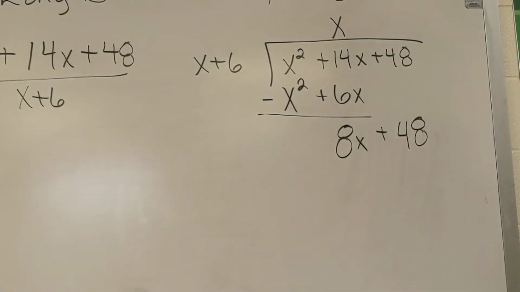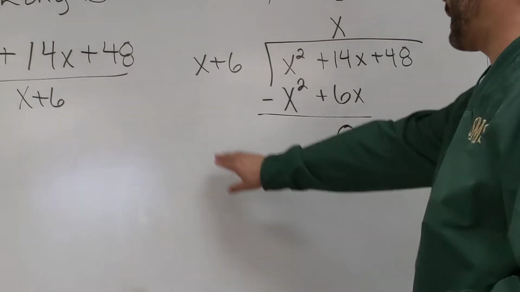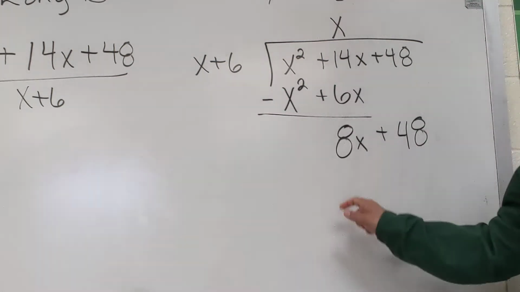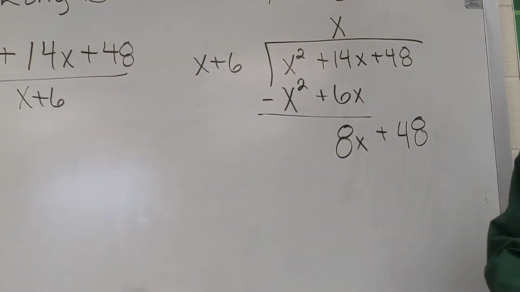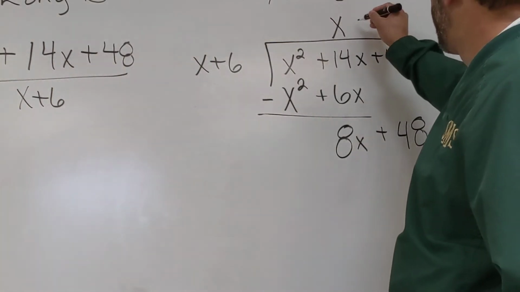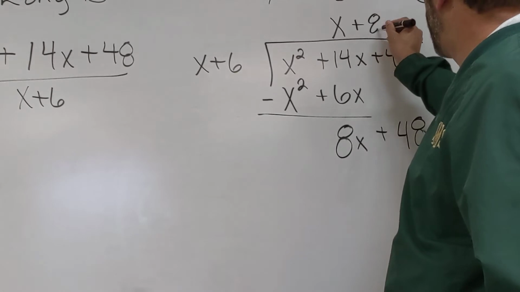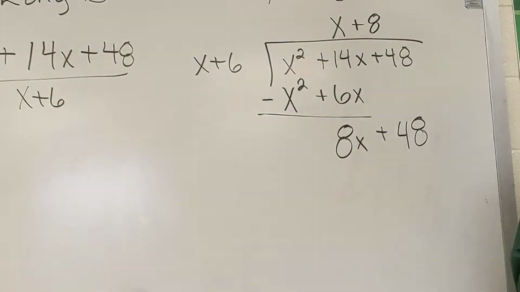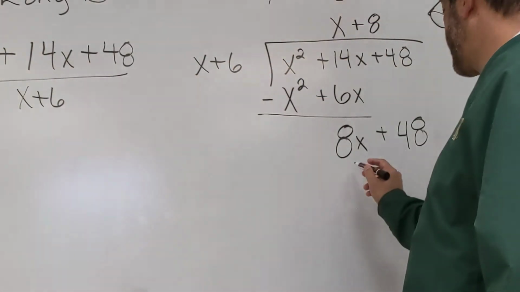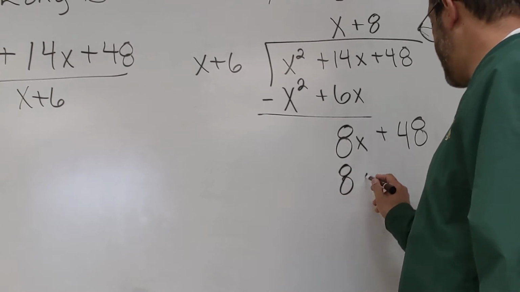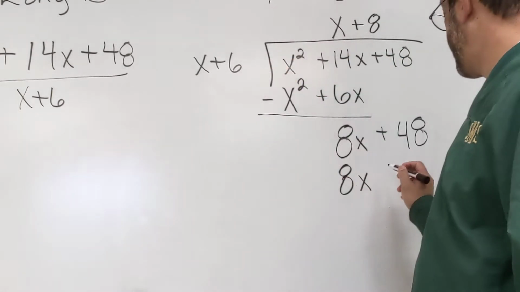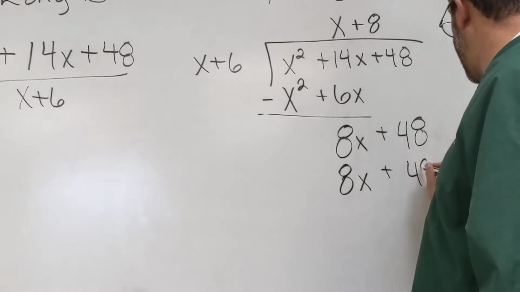All right? So now I ask myself the same question again. What do I need to multiply x by so I can get an 8x and eliminate that term? Well, 8 times x gives me 8x. And then 8 times 6 gives me 48.